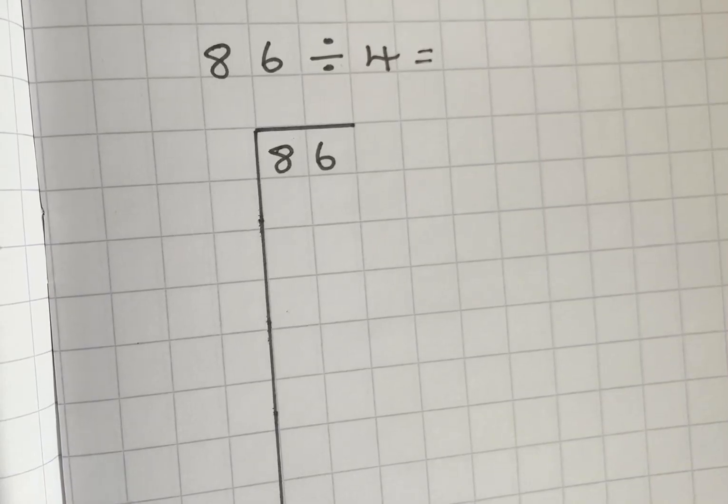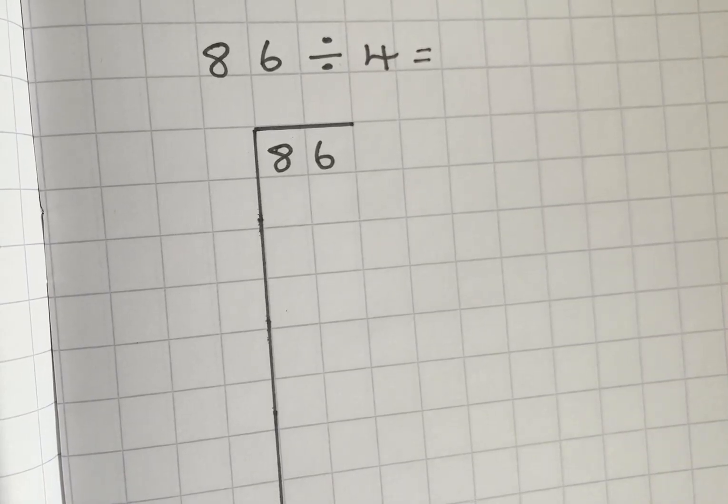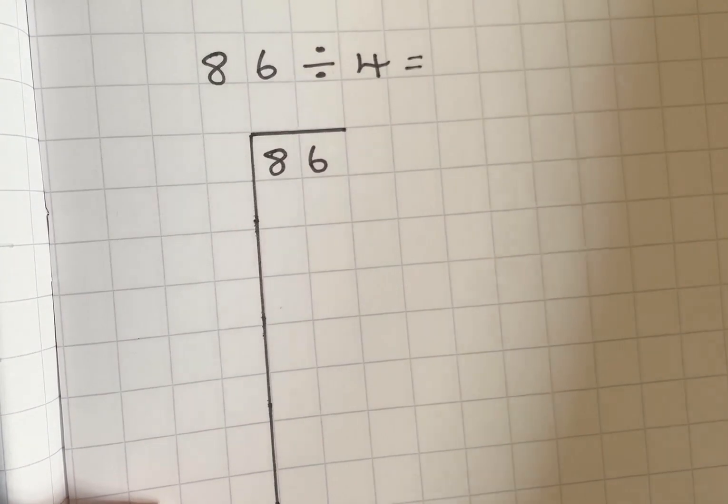Hi everyone, today we're going to continue with the bus stop chunking method, but some of our calculations today may have remainders, and that simply means that the number doesn't divide into equal groups and there are some left over, and that is the remainder. Okay, so let's get started.